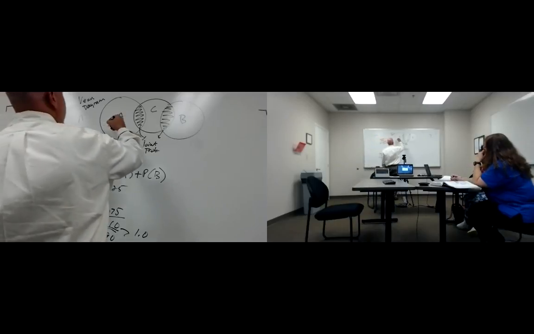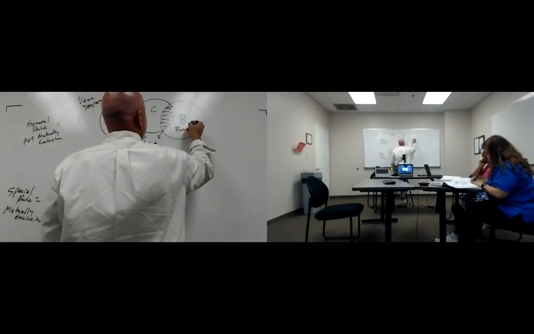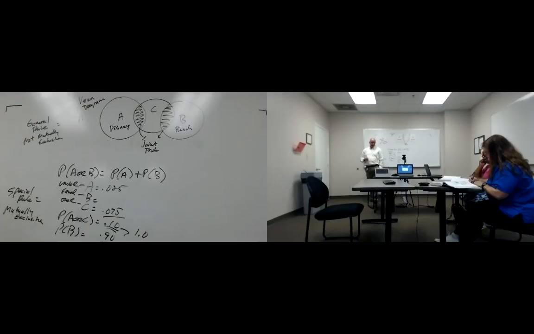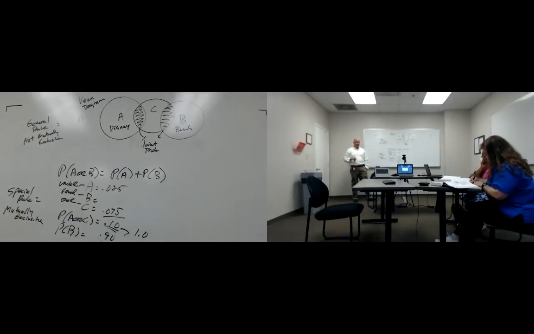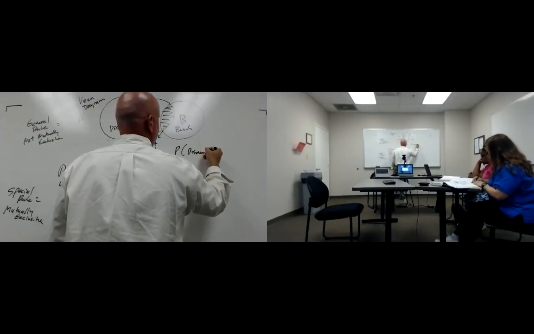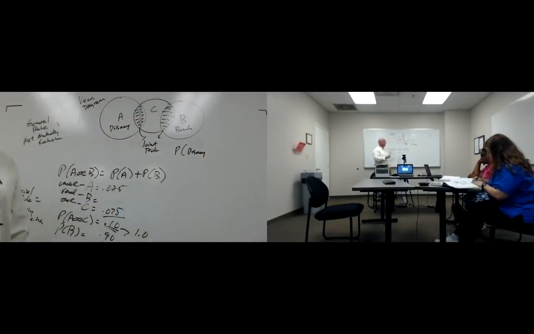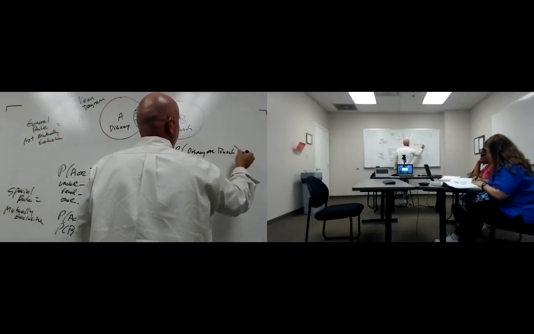So let's define this as Disney. And we're going to define this as Busch. And then this is the joint probability that you went to both Walt Disney World and Busch Gardens. So what is the probability that we went to Disney or Busch?